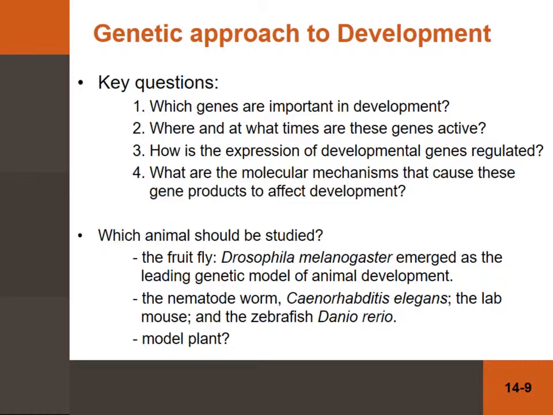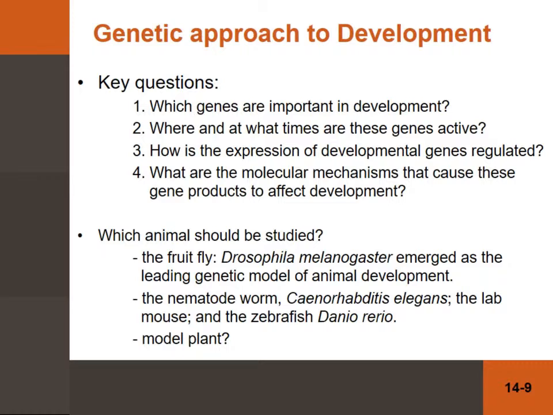So from a genetic viewpoint, there are key questions concerned with the number, identity, and function of genes that are involved in development. And here are some key questions listed here. Number one, which genes are important in development? Number two, where are these genes active? That is, in what cells, what tissues, and at what times are they active? Number three, how is the expression of developmental genes regulated? And number four, what are the molecular mechanisms that cause these gene products to have an effect on development?